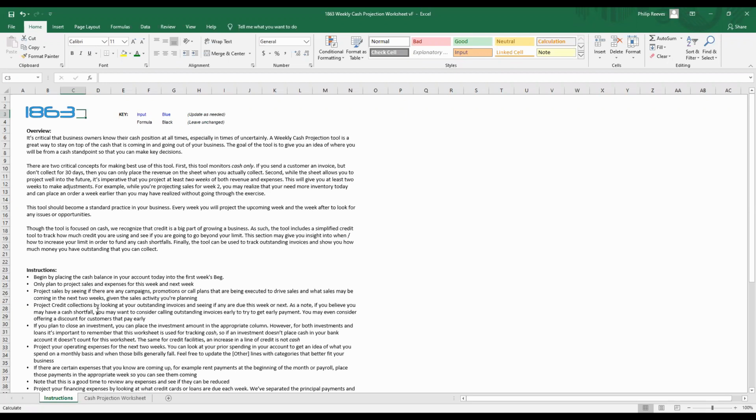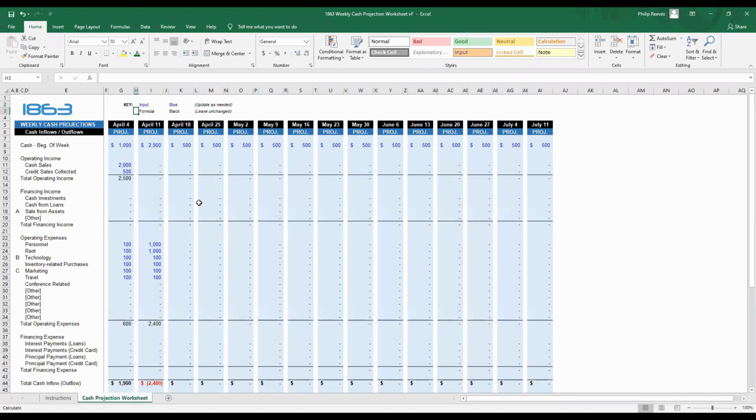Importantly, one thing I do want to mention before we begin is that this worksheet is for cash only. What that means is if you're not recognizing cash in your bank accounts, then it does not go on the worksheet. Okay, so let's do a quick walkthrough.